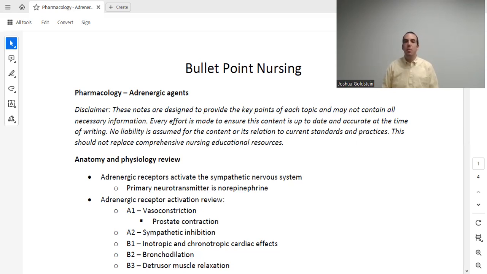A few things I first want to point out. Adrenergic receptors are what gets activated to activate the sympathetic nervous system. This is also known as the fight or flight response. The primary neurotransmitter here is norepinephrine.